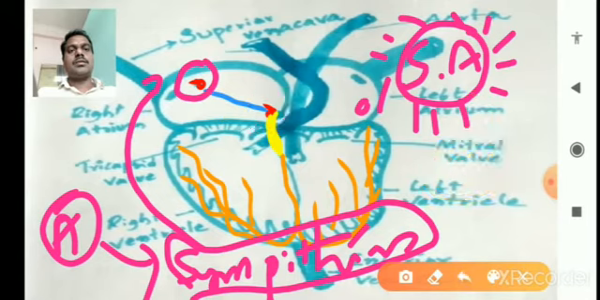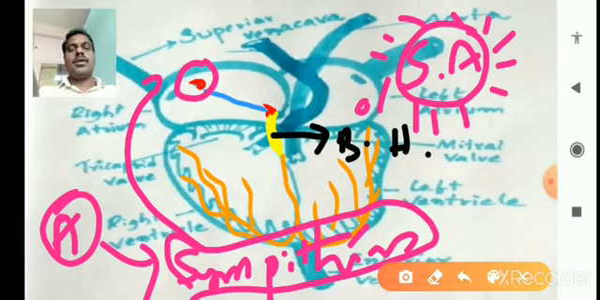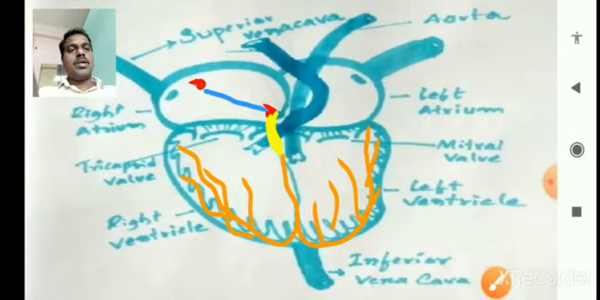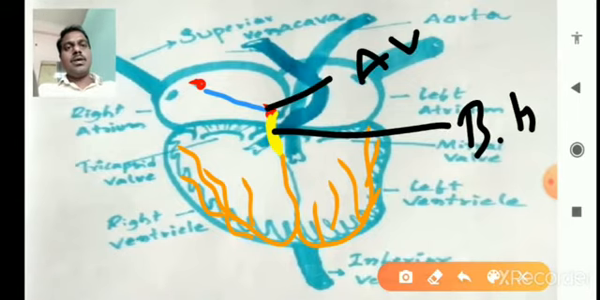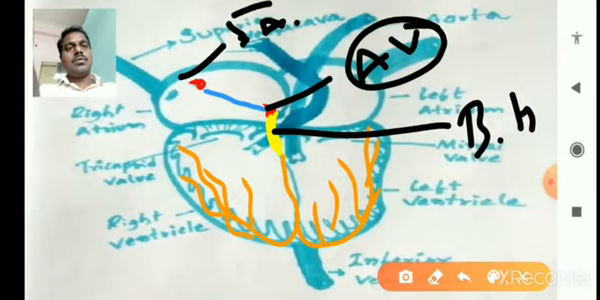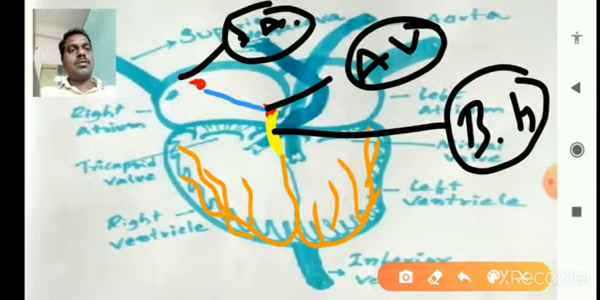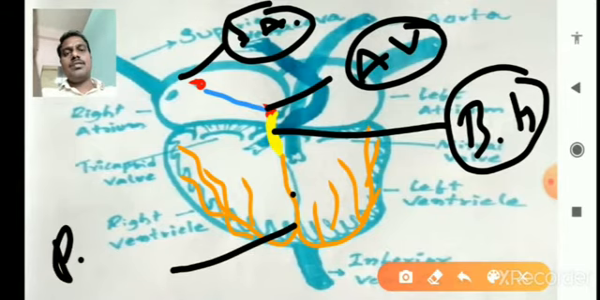It transfers the signals to the bundle of His, which is a highly myelinated structure. So this is the bundle of His, this is the AV node, and this is the SA node. The signal is transferred from the SA node to the AV node, the AV node produces the signals to the bundle of His, and the bundle of His produces the signals to the Purkinje fibers. So these are the Purkinje fibers.